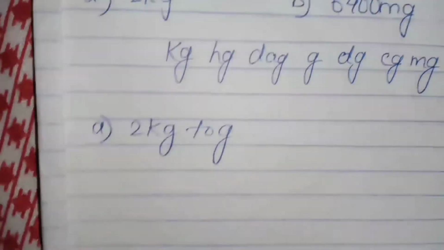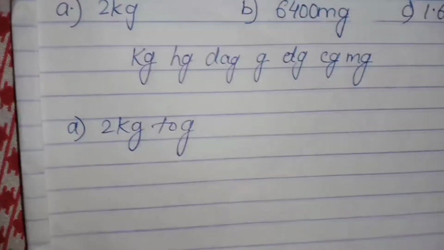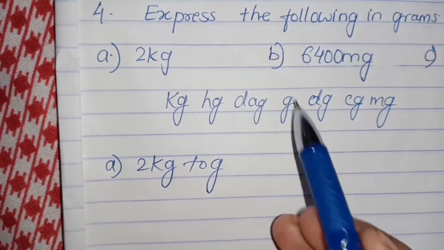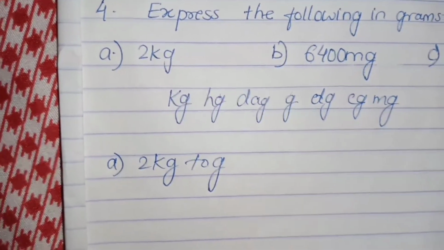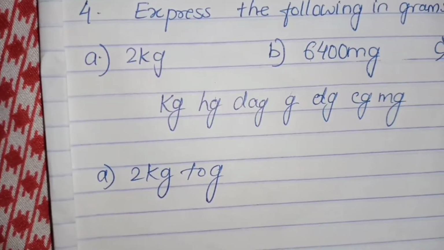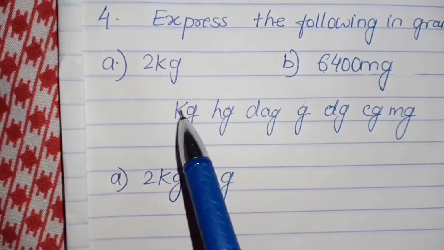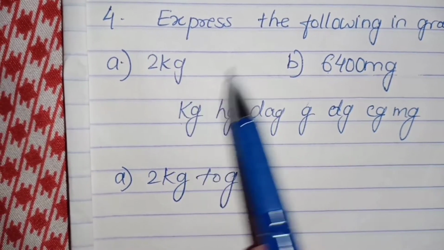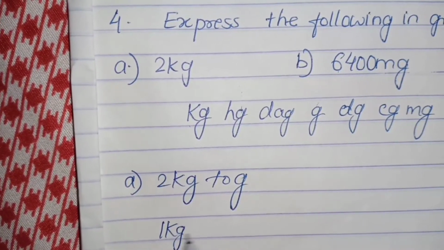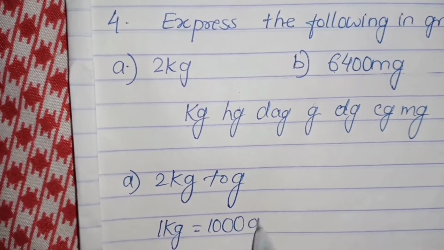So what do we have to do? We know that 1 kg equals 1000 grams. So kg to gram: here it is gram. So 1, 2, 3, we have taken 3 jumps. That means you have to multiply by 1000. And why multiplication? Because we are moving from a bigger to a smaller unit. So let's write here 1 kg is equal to 1000 grams.